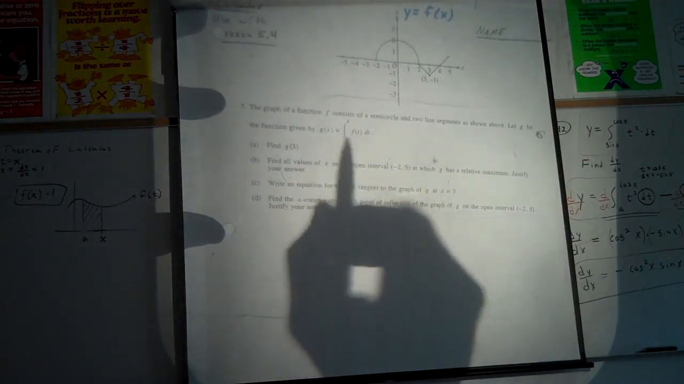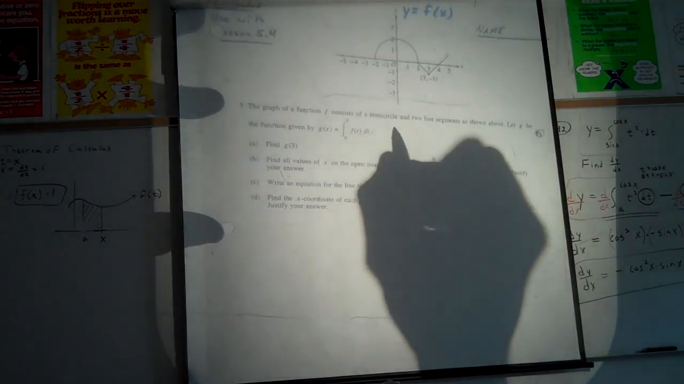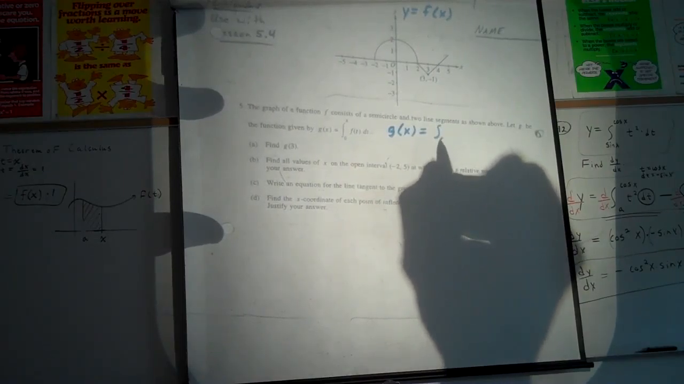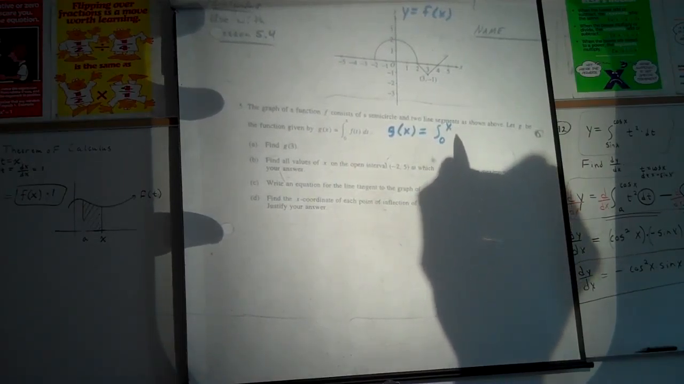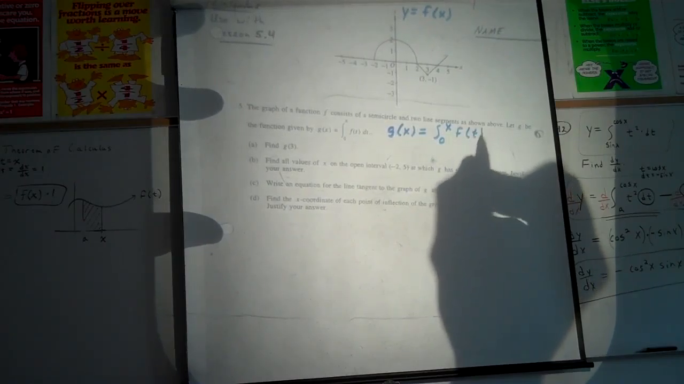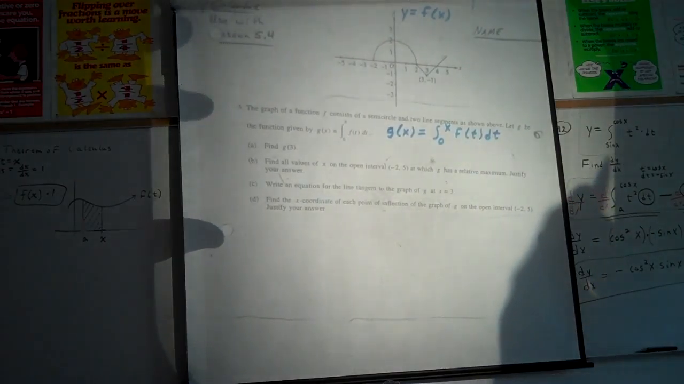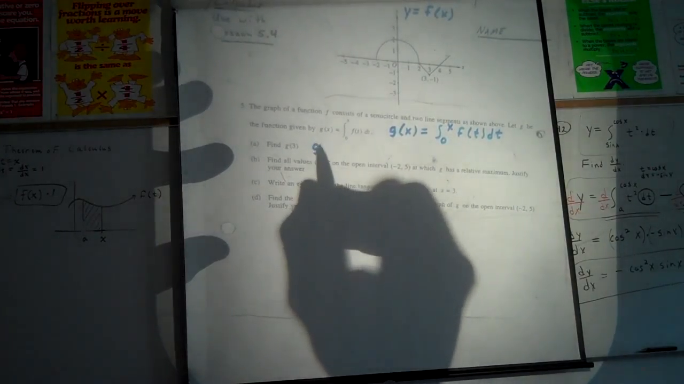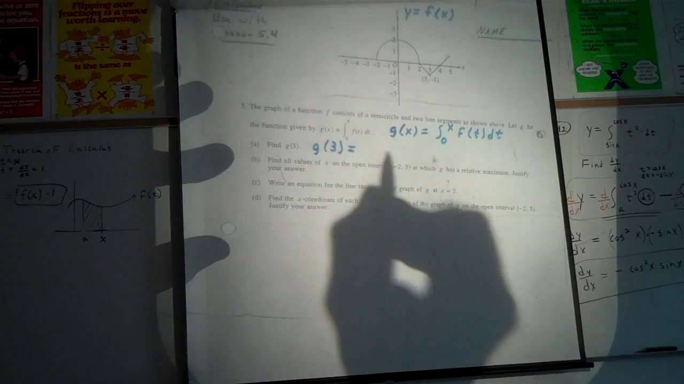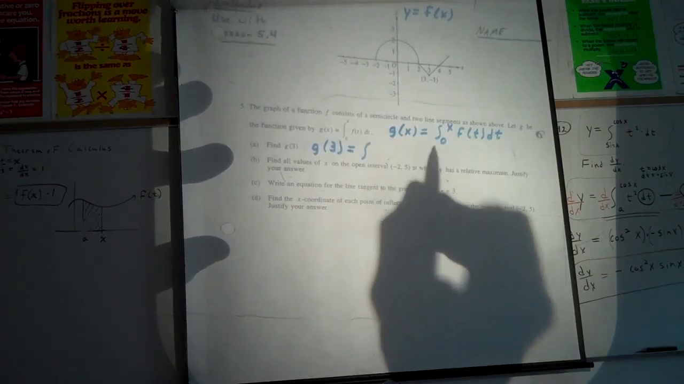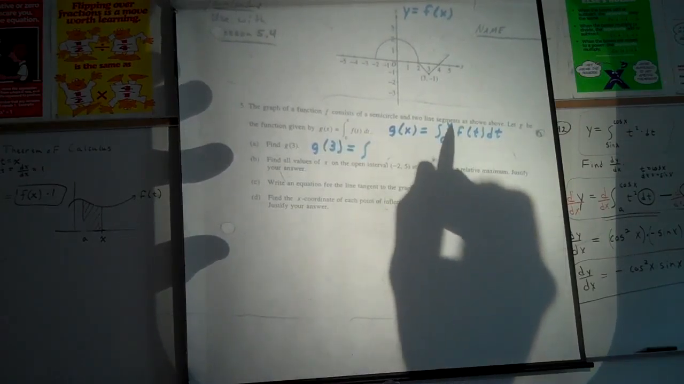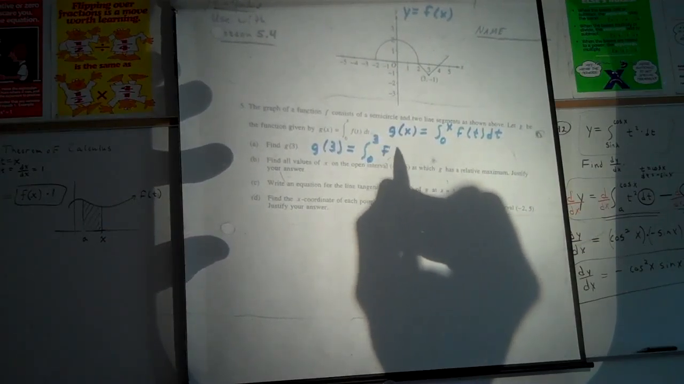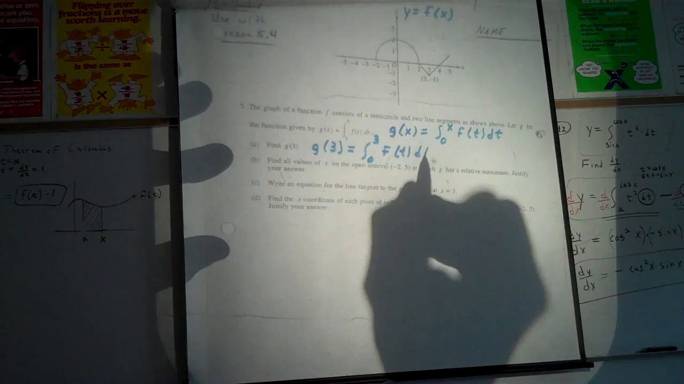Let g be the function given by, I'm going to write this so you can see a little better, g of x equals the integral from 0 to x of f of t dt. Part A, find g of 3. So g of 3 means take the integral from 0 to 3. I'm just putting a 3 in for my x. f of t dt.